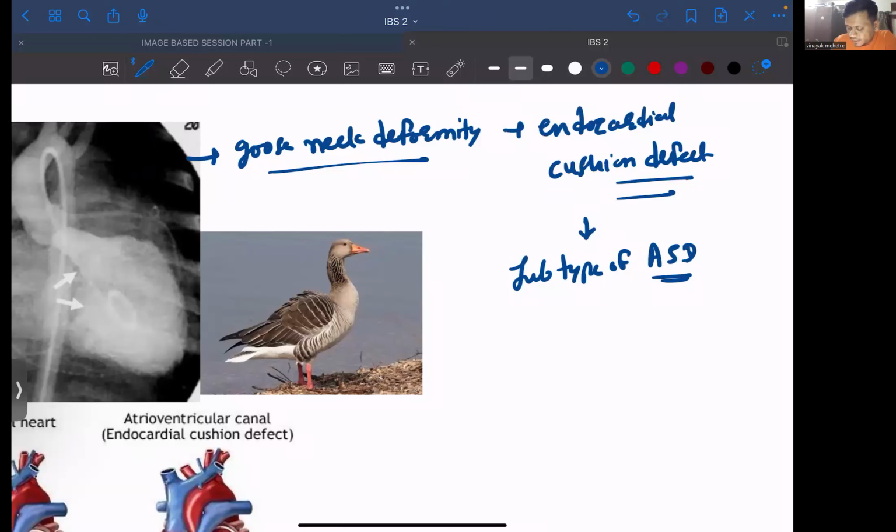So you can get in the option, goose neck deformity is seen in, that is going to present in the GI tract. Okay, you will find it in the GI tract, not in the heart. Goose neck in GIT is seen in ileocecal TB. Goose neck on heart is seen in endocardial cushion defect. Endocardial cushion defect is not in the option. Then what will you choose? You will choose ASD.